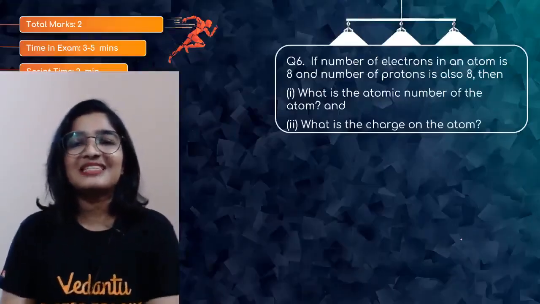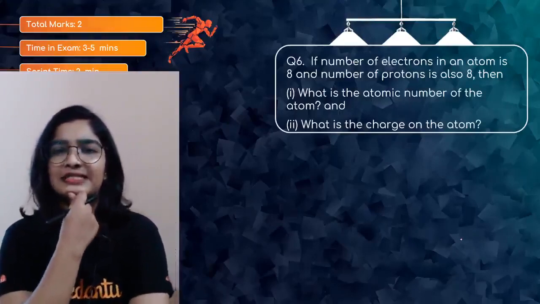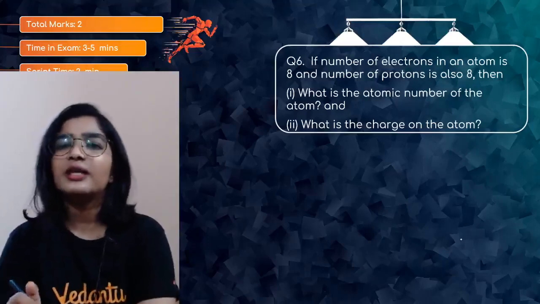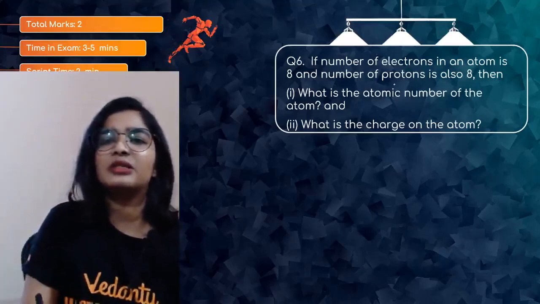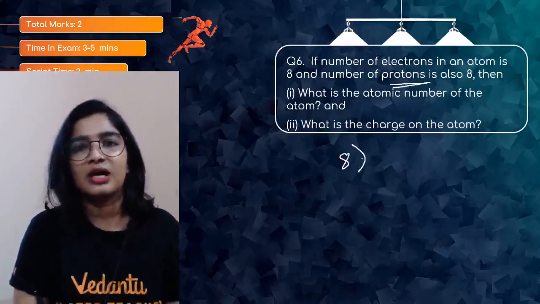Okay, question number 6. This is for 2 marks. If the number of electrons in an atom is 8, and the number of protons is also 8, then what is the atomic number of the atom? So we know what atomic number is. The number of protons is the atomic number. So the atomic number will be 8.